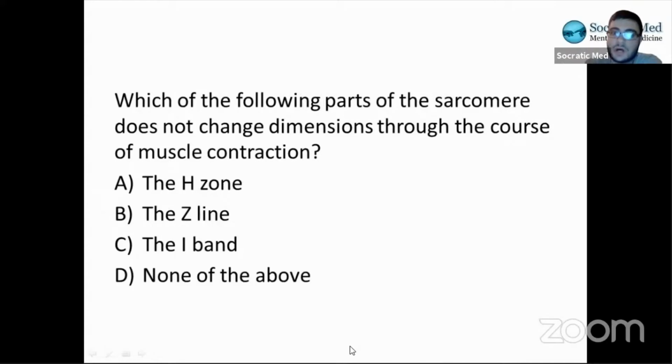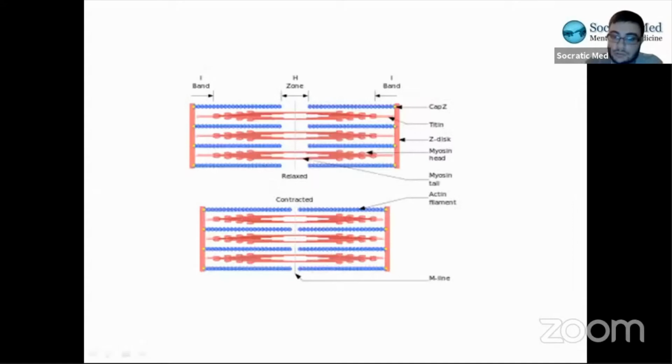Okay, so the results: the majority of people picked answer A, the H zone, with some also picking none of the above. Unfortunately, the correct answer is actually B, and nobody picked it, and I think I know the reason why. When you think of the Z line, you think of the length of the sarcomere, right? That's why you didn't pick Z, because I mentioned that the whole length of the sarcomere shifts. So here, you think this is the length of the Z line, and now it's smaller. But this is not the Z line.